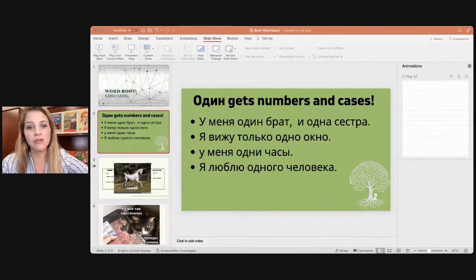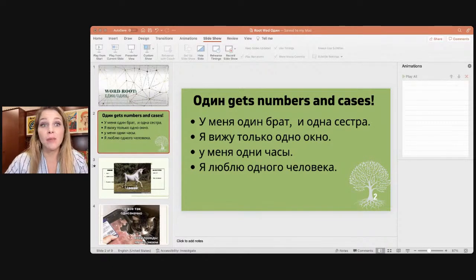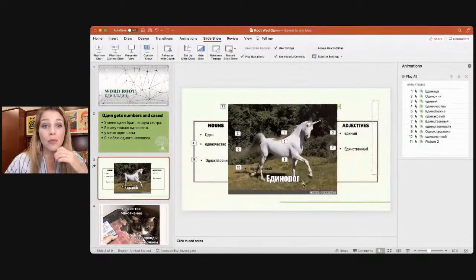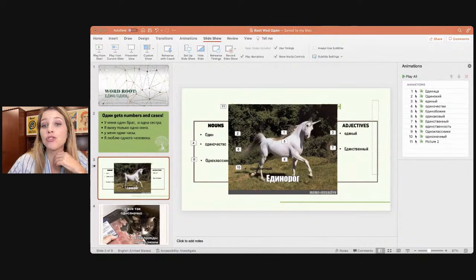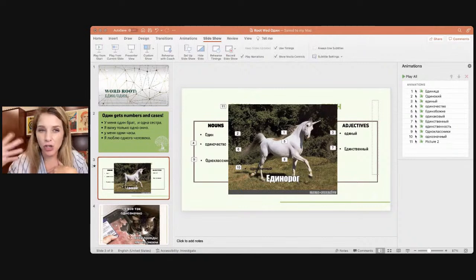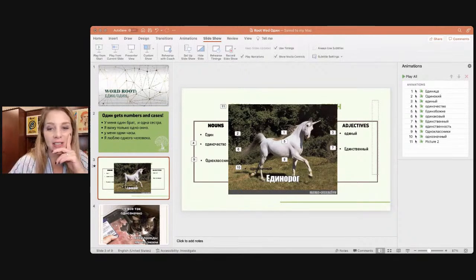So I think I have a previous video where I talk about how you can tell if a word is from Old Church Slavonic versus Old Russian. And this is one of the ways. When you see the number 1 represented by един, that's Old Church Slavonic. And as I have mentioned in the past, words from Old Church Slavonic tend to be more abstract in meaning. And you're going to really see that here in today's presentation.